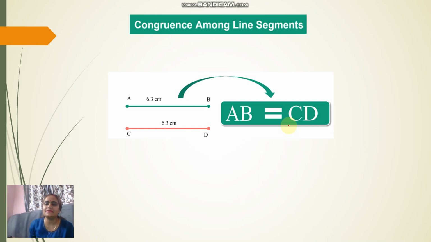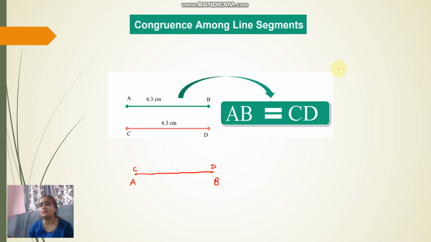We can talk about congruency in line segments as well. If two line segments have the same length, as we can see AB and CD have a length of 6.3 centimeters, that is AB is equal to CD. When we place AB over CD, it will look like one line, isn't it? So AB and CD will look like one line. So yes, this is also congruent. This is the congruency among line segments.